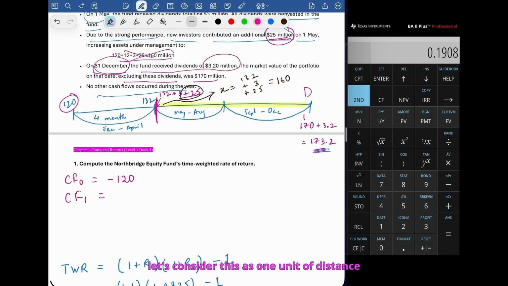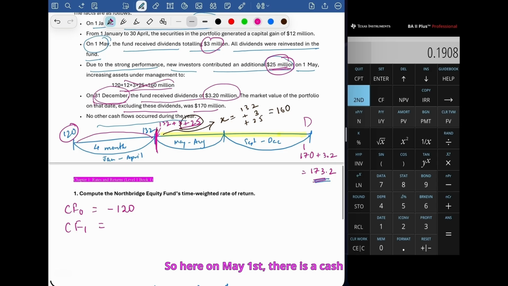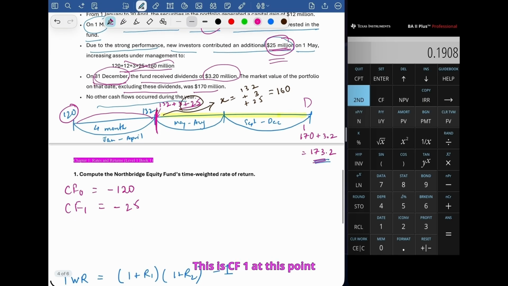CF1 is, let's consider this as 1 unit of distance. Here we are not bothered about the dividends and all. As I told you, IRR will take care of itself. So on May 1st, there is a cash inflow into this particular fund, but from the point of view of the investor, it is a cash outflow. So we'll write minus 35. This is CF1 at this point.